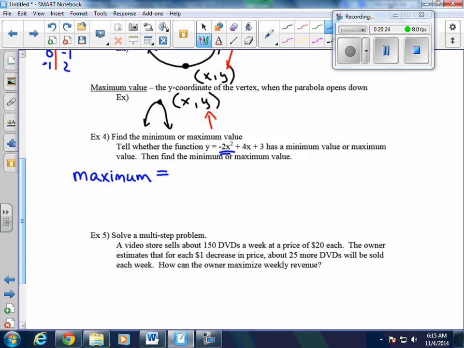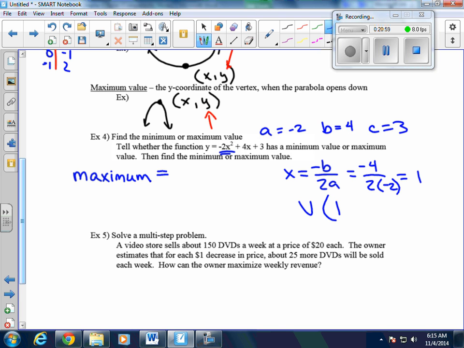So what do we need to do? Well, we know that the maximum value occurs at the vertex. So we need to find the vertex. So let's find it. x equals negative b over 2a will give us the axis of symmetry, which is also the x value of the vertex. So let's plug those in. a is negative 2, b is 4, c is 3. So we're going to have negative 4 over 2 times negative 2. So this is negative 4 over negative 4, which is 1.